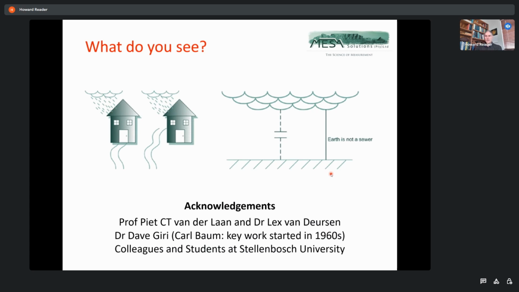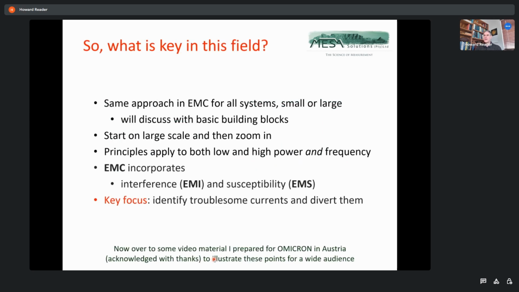Further perspectives that made a big difference in my electromagnetics came from Dr. Dave Geary, who's given me a lot of his wisdom, which he derived from Carl Baum, with work that they started in the 1960s on lightning and electromagnetic interference. I also wish to thank colleagues and students at Stellenbosch University for some of the experiments you're going to be seeing. So what is key in this field?